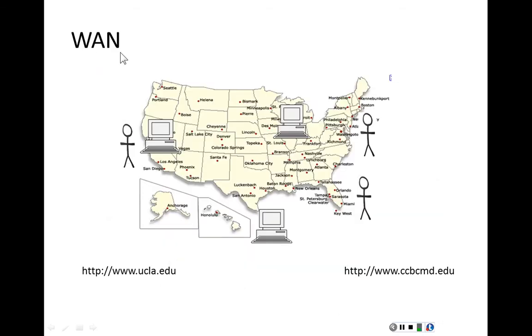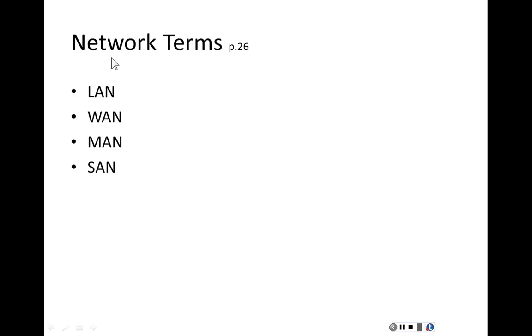Now, a wide area network means it's over a greater distance. The internet is a wide area network, so you could be here at CCBC and then access a computer over at UCLA in California. Local area network would be one geographic area. A wide area network would be all the way across the country. A metropolitan area network would be within one city, such as the Johns Hopkins University, which is pretty big, located throughout the city of Baltimore. And then a SAN, a storage area network, we'll talk about that later on in the course.